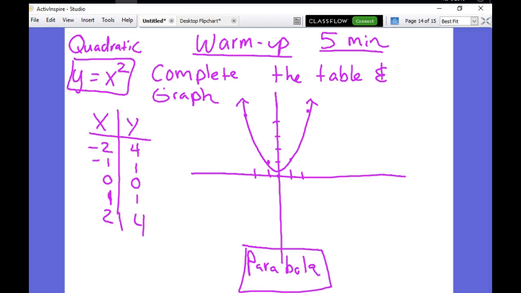Okay, so for video watchers, we started off by plugging in these x values. We got some y values to this equation here, and we graphed it. This is a quadratic equation, and the graph is what's known as a parabola. And now we're going to begin our thing.